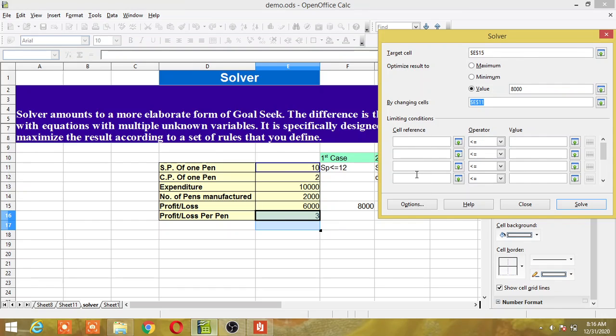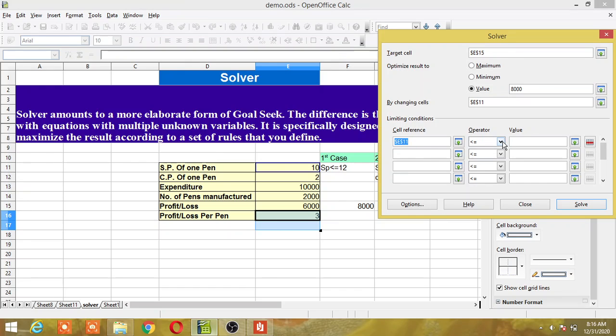You can give 4 conditions here. I'll select the cell address for which I want to give a condition. So click on this cell reference and then select which cell you want to give the condition to. So I want to give a condition to my E11. Now I want the selling price of a pen to be maximum 12 rupees. That means it should be less than or equal to.